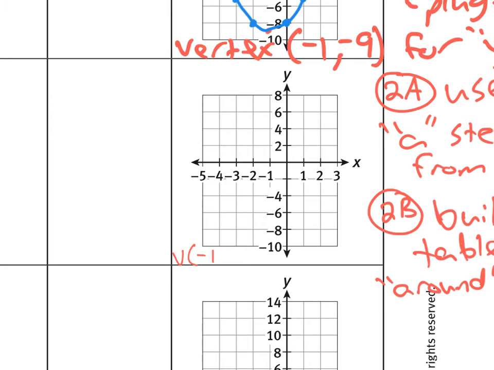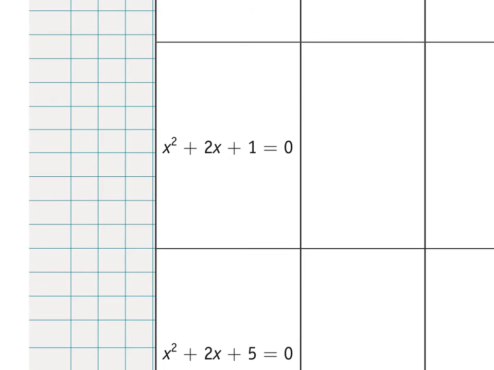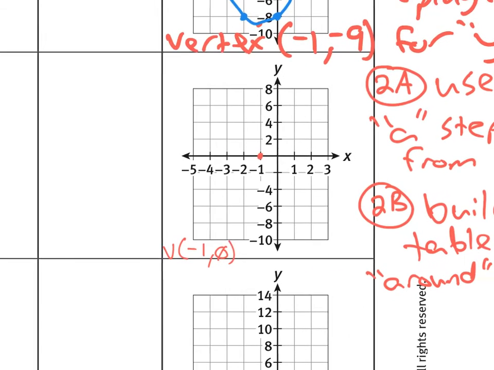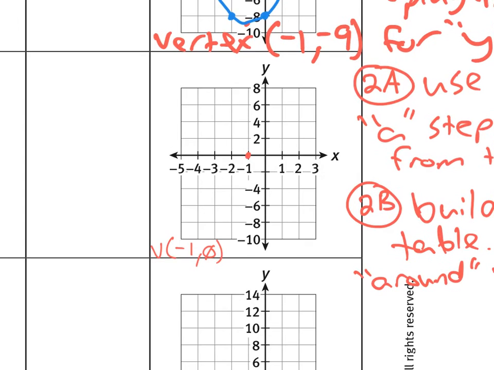So comma 0. And now let's plot the vertex at -1, 0. What's my a value? Let's go back and look. A is 1 right there. A is 1. So we can know the pattern is just like the parent pattern where we go up 1 over 1. Up 1 over 1.